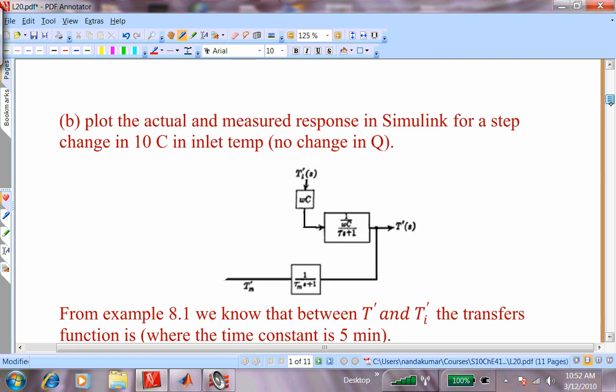Okay. The second part says plot the actual and measured response in Simulink for a step change of 10 degrees in the inlet temperature, no change in Q. So no change in Q, and that's why I removed this part that we had before. All that is happening is I'm going to put a step change of 10 degrees here, and that is going to affect the process temperature, outlet temperature. That is going to be measured, and I want to know the difference between the process temperature and the measured temperature. Okay.